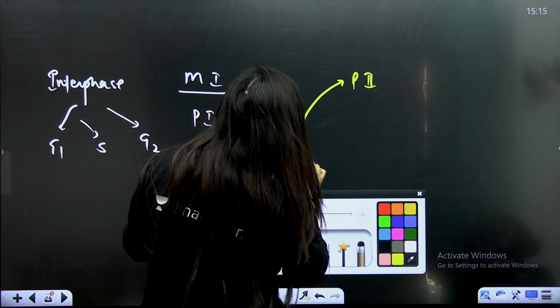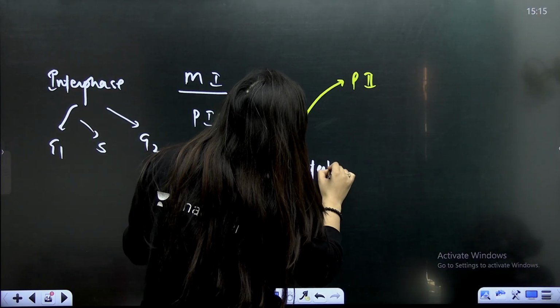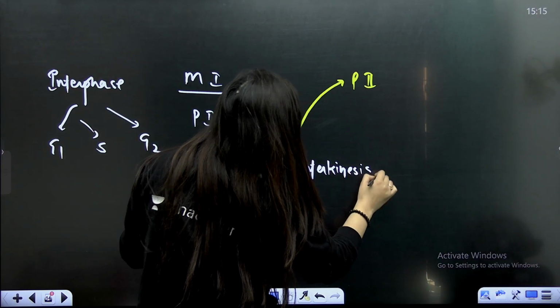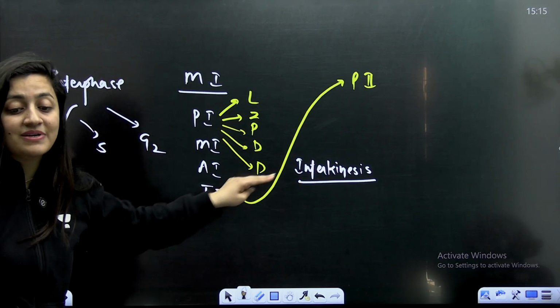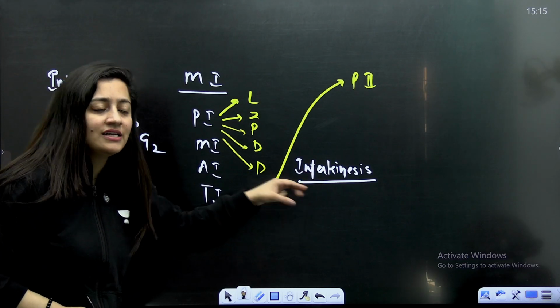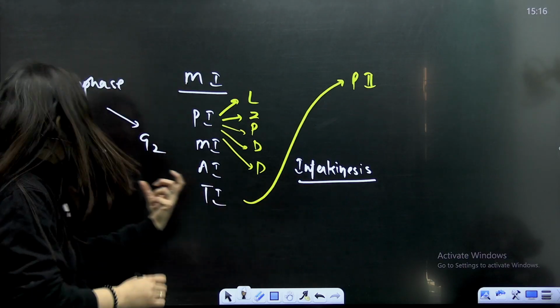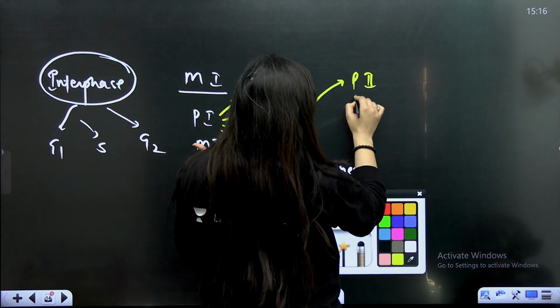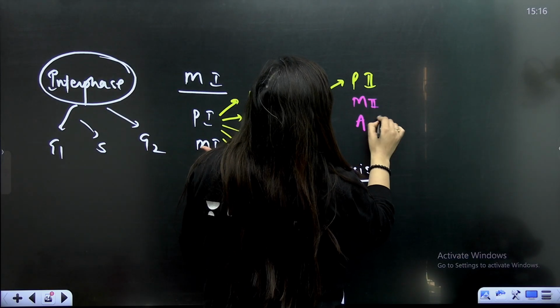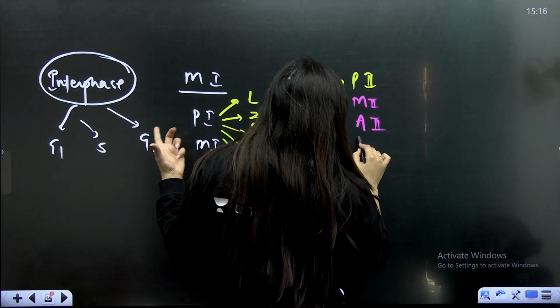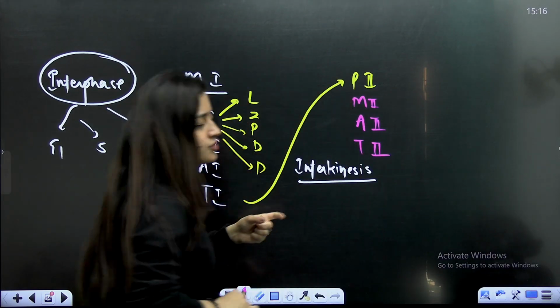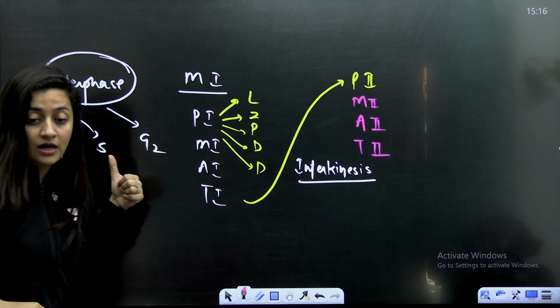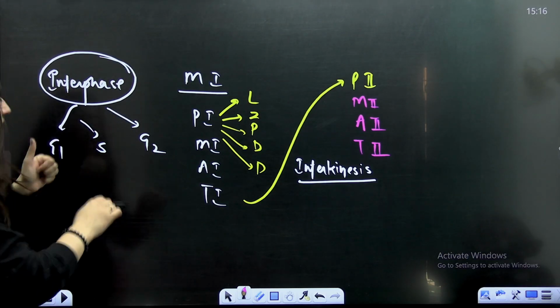So there is a gap in between, but that gap is known as interkinesis, my dear students. This gap is interkinesis. It is not the phase where the DNA replication will occur. DNA replication will occur only in interphase. So that's why there will be 2 rounds of nuclear division, 2 rounds of cytoplasmic division, but just 1 round of DNA replication. That's what we have to keep in our mind.